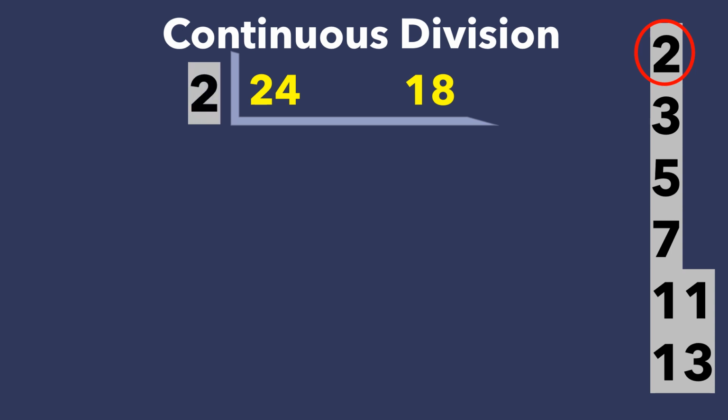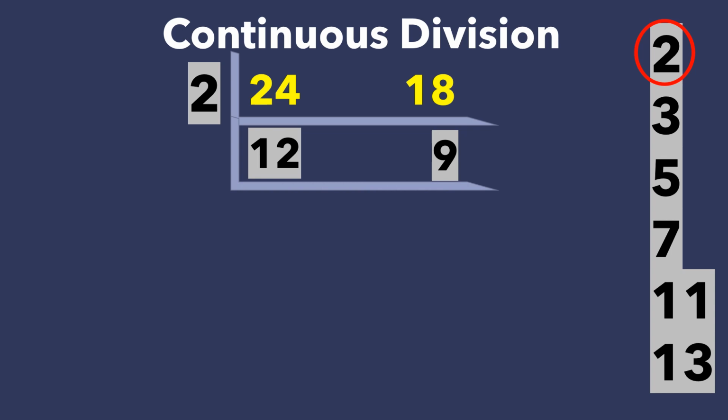Okay, so 24 divided by 2 is 12. 18 divided by 2 is 9. So now, 12 can be divided by 2, but 9 cannot be divided by 2. So let's proceed to another divisor. So 12 can be divided by 3, and 9 can be divided by 3. So we choose now the divisor 3.